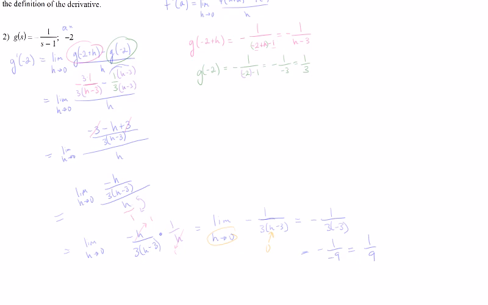Okay, and let's label what we just got there. What we just got was g prime at negative 2, also known as the instantaneous rate of change at negative 2. All right, so 1/9. And we don't know what these units are. That could be miles per hour, it could be feet per second, it could be meters per second, etc. Any distance over any time. Maybe inches per minute.